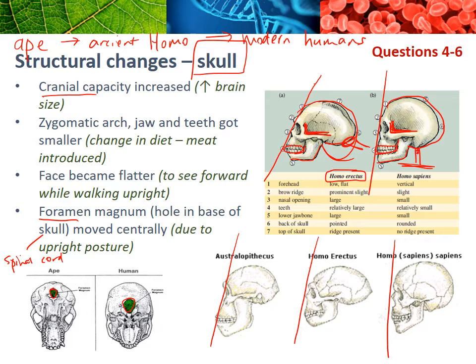Our body is right on top of our head. Our head is right on top of our body, so that foramen magnum has moved forward. Okay, so we often say that it has moved centrally. It's not up the back here like it would be with an ape. It's more in the middle of the skull, and this is due to our upright posture, due to our bipedalism.